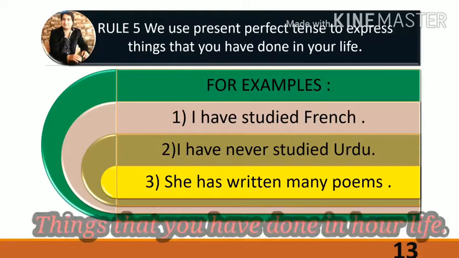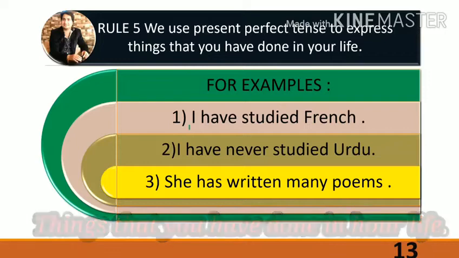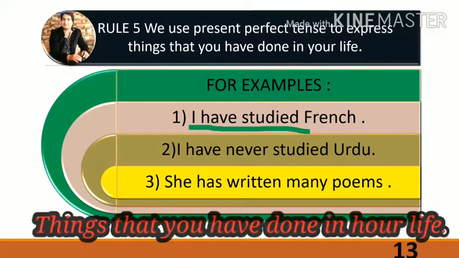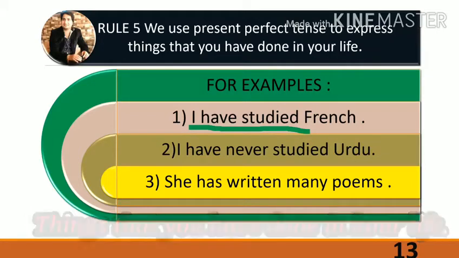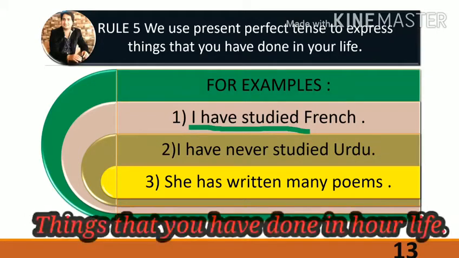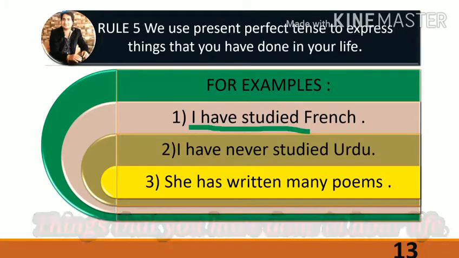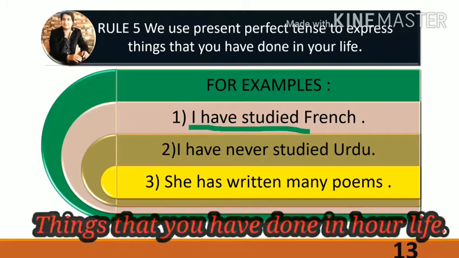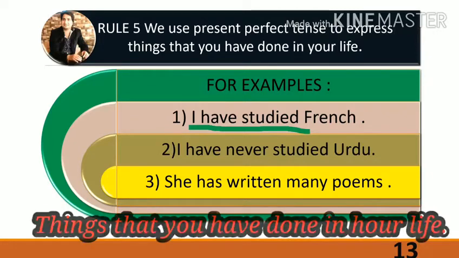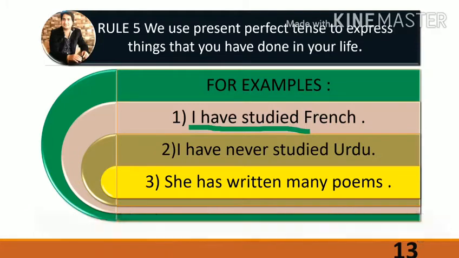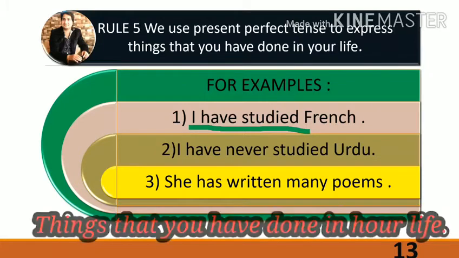Come to the example. The first example: "I have studied French." This is present perfect tense. It means you did this thing in your life. You have already studied; some time ago you studied this, and you know what French is now. You are saying that I have studied French. But I have not studied Urdu. I have not studied Punjabi. Like this, you can make thousands of sentences.